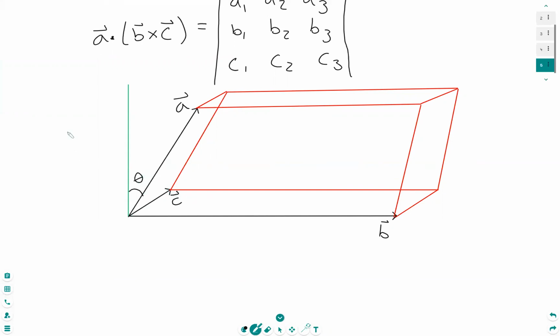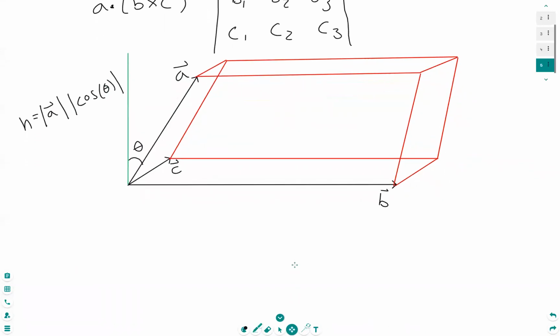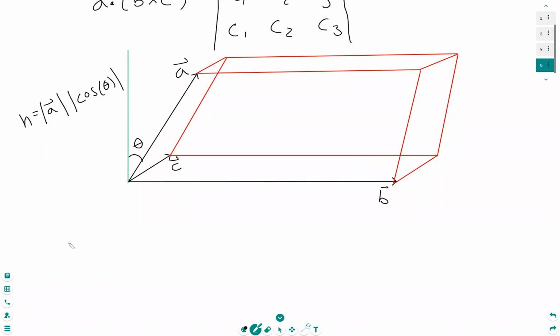Well, the height of this parallelogram is the magnitude of A times the magnitude of cosine theta. Right, we want to keep height positive, so we'll put an absolute value around this cosine here. Right, so this is the height of our parallelogram in R3. So like rectangular prism-ish. So the volume is the area of this parallelogram in the plane of B and C times the height.